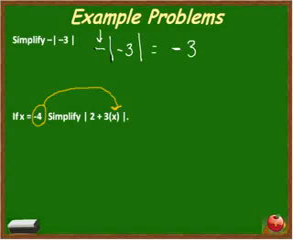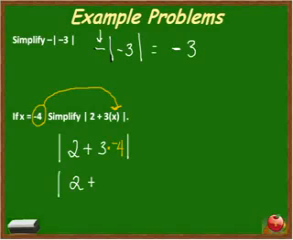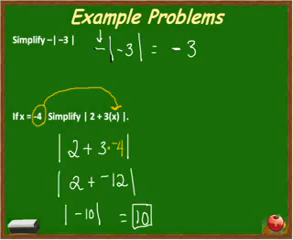So it's going to be the absolute value of 2 plus 3 times -4. I'm replacing that x with -4, and I'm multiplying 3 times -4. I'm going to follow my order of operations, which tells me to do the multiplication first. So it'll be 2 plus 3 times -4 is -12. Do the absolute value of 2 plus -12. I'll now do 2 plus -12 and get a -10. And I want the absolute value of -10, which is a positive 10. So that is my answer to this simplifying problem.